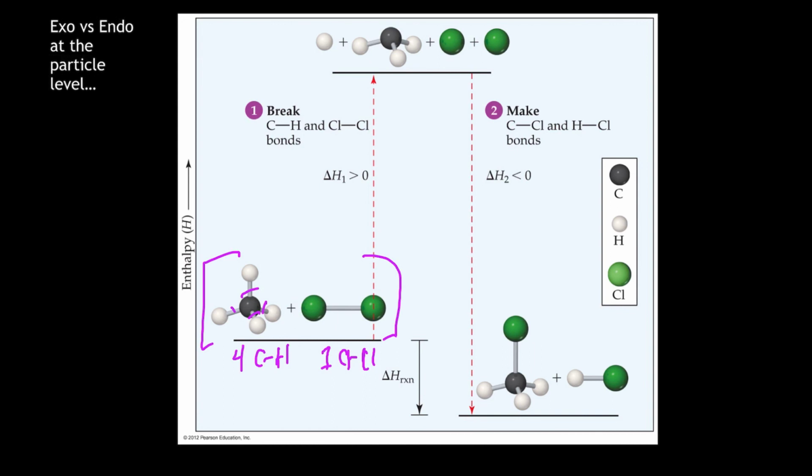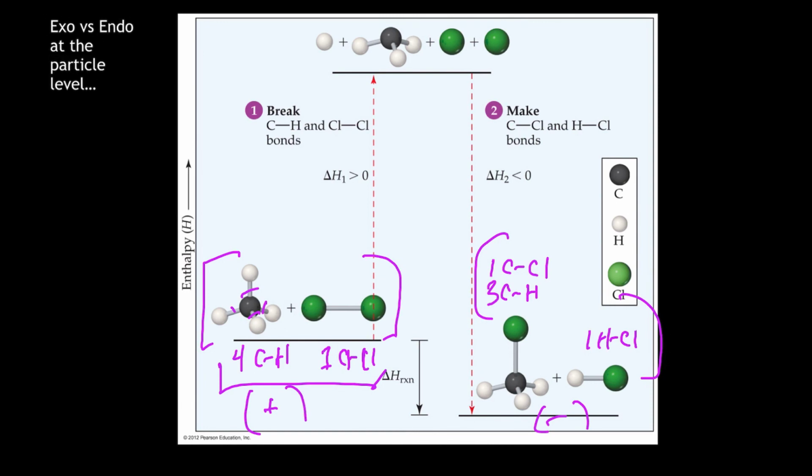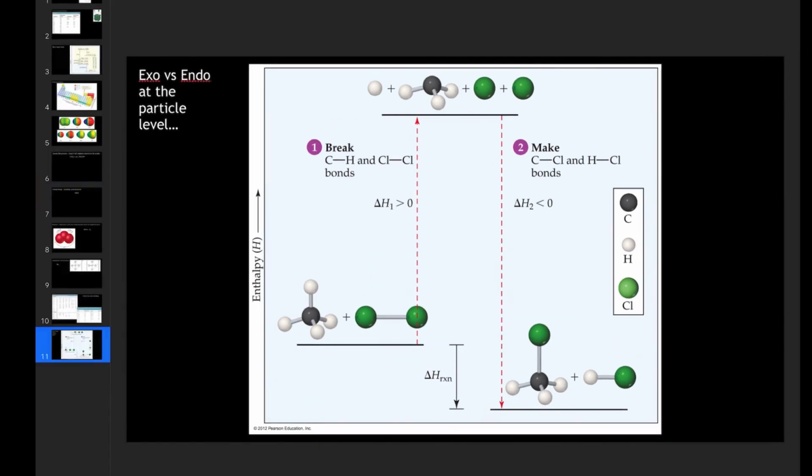and then we're going to make all of these bonds. So we're going to make 1 CCl bond. We're going to make, oh, that's why they drew it that way. We're going to make 3 CH bonds, and we're going to make 1 HCl bond. So we would go find all of these, and we would add those up, and that would be a positive value. We would go find all of these, add those up, and that would be a negative value, and we would sum those two values together. Yes? Does it make sense?